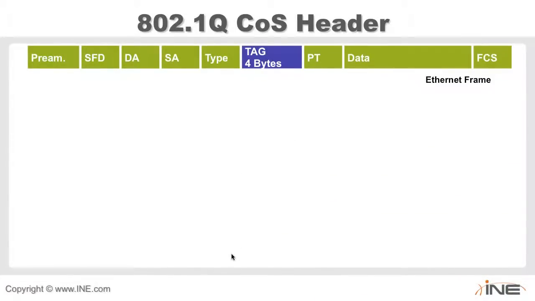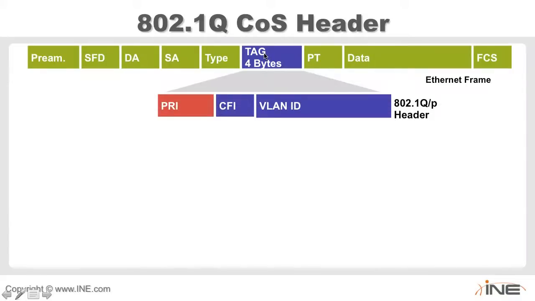Okay, so looking at the layer 2 802.1q, which is the trunking class of service header. So here's our Ethernet frame. Here's the data payload. And within the 802.1q header, we've got our tag for our 802.1p bits. Now this is the 802.1q tag. It contains the VLAN ID, but it also contains these 3 bits used for priority, the 802.1p priority bits.